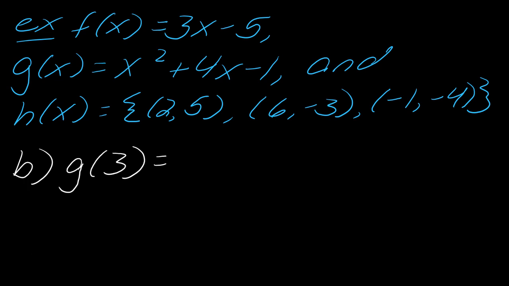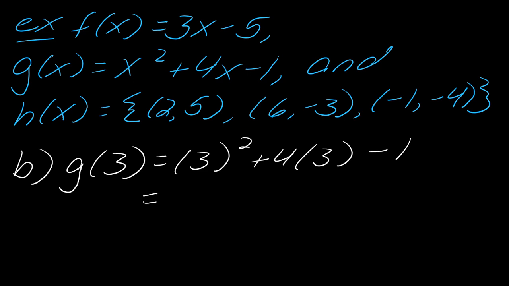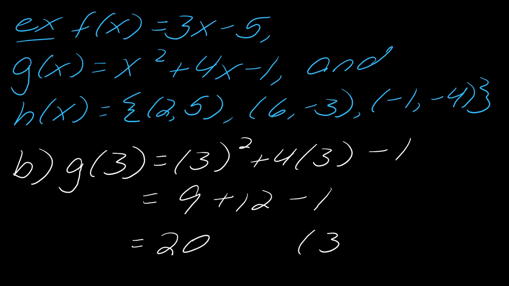So what about g of 3? Maybe just pause the video here and try it, then hit play when you're ready. In this case, this is definitely referring to the g function, right? So I'm just going to replace the x's now with a 3. This is 3 squared plus 4 times 3 minus 1. So that's 9 plus 12 minus 1, which is going to be 20. And so this would be the pair (3, 20) if I wanted to think of it like that. Okay, cool. So let's keep going.